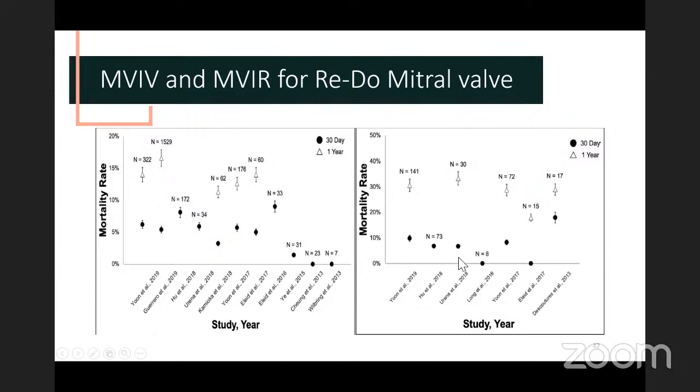For the mitral valve-in-ring patients, they showed a good 30-day outcome, but at 1 year, the mortality rate was not acceptable, reaching 30 to 40% in some of the studies.